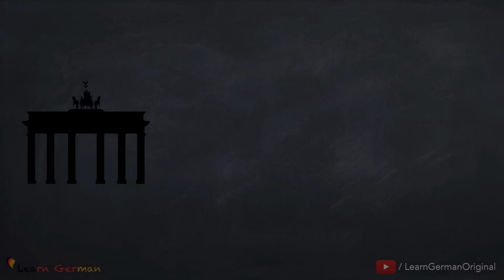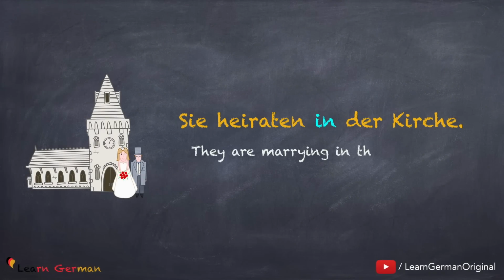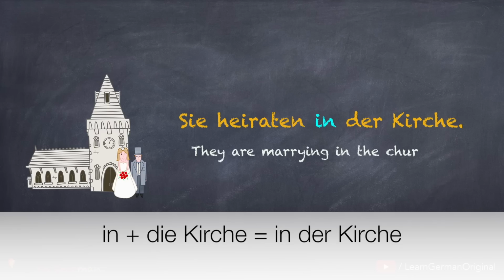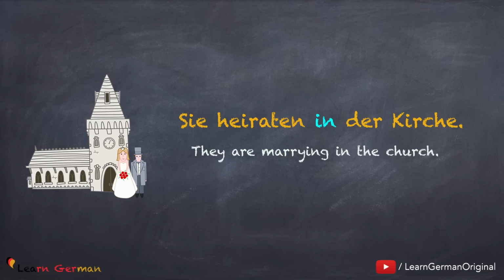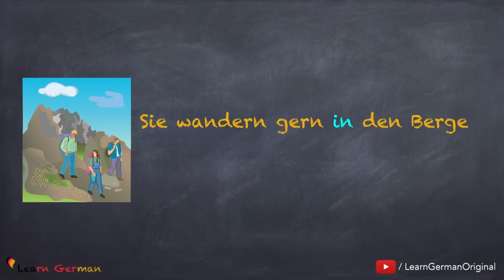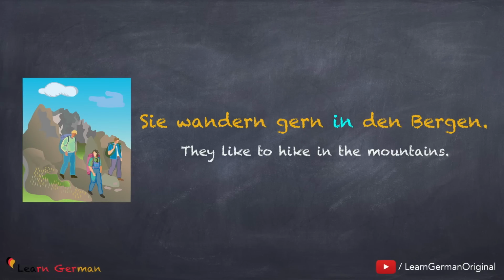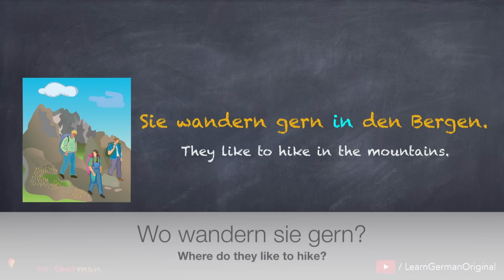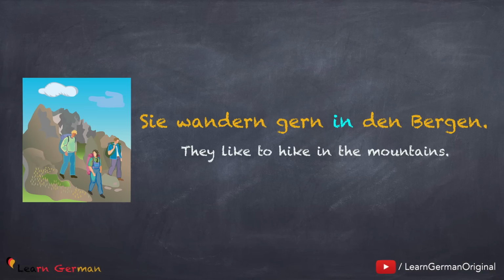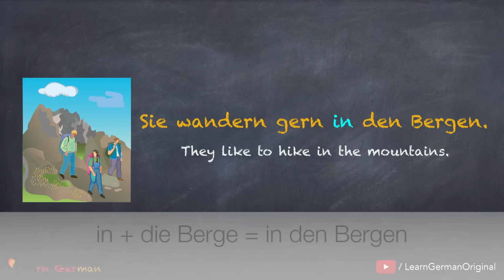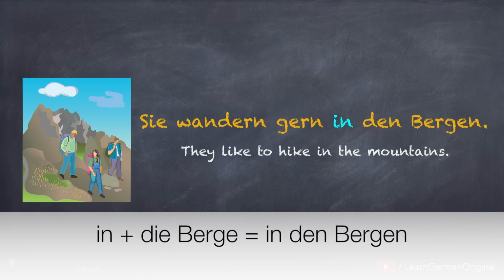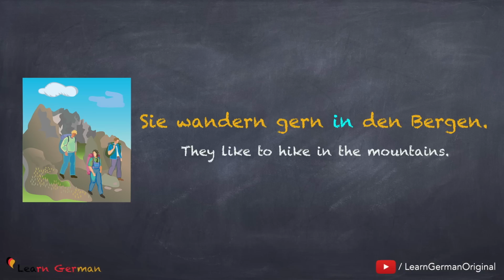Let's look at another example. Sie heiraten in der Kirche. Wo heiraten Sie? Since we are talking of a position, in will take dative. Die Kirche will change to der Kirche. Let's look at the next one. Sie wandern gern in den Bergen. Wo wandern Sie gern? In den Bergen. The plural article die will change to den in dative.